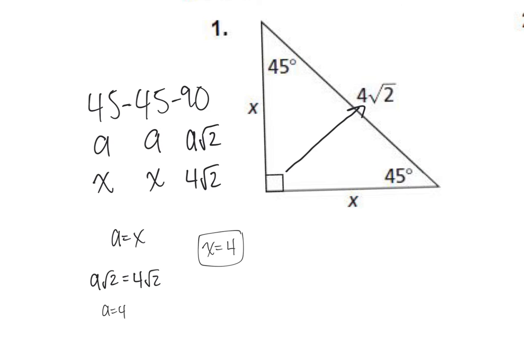I accidentally did this backwards and still somehow got 4. First I did x squared times x squared equals 4 square root of 2 squared. Then I ended up with 2x squared equals 16 times 2, so 2x squared equals 32. I divided 32 by 2. X squared is equal to 16, and then x is equal to 4.